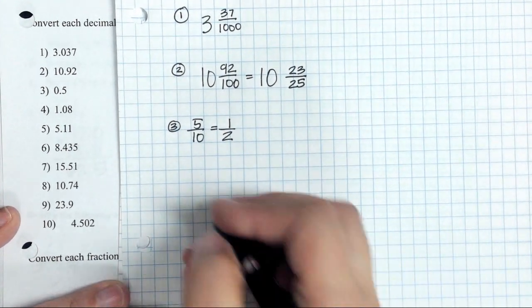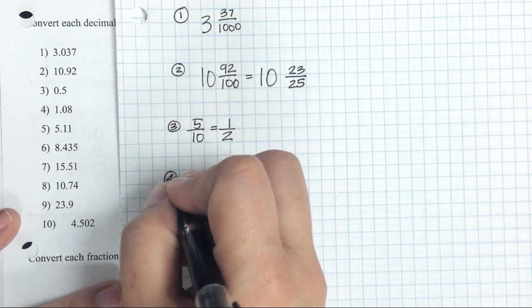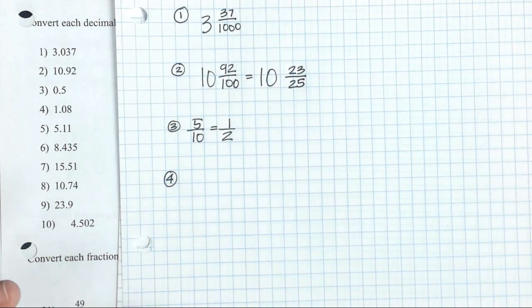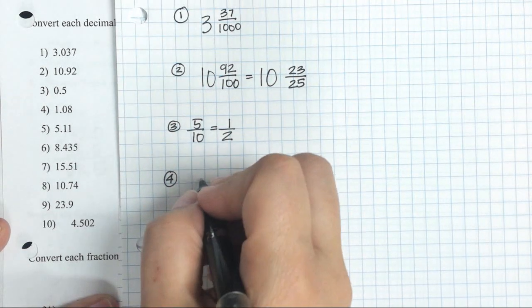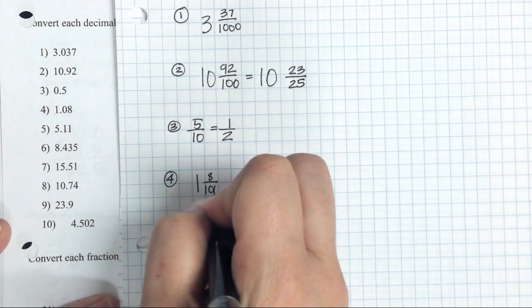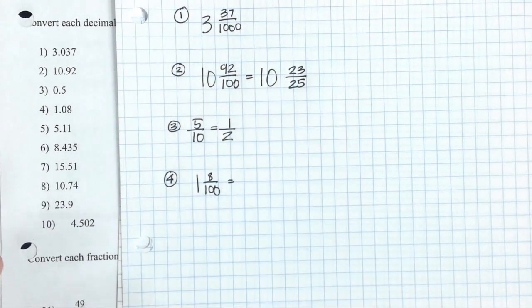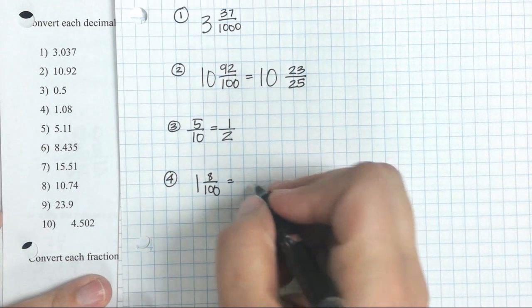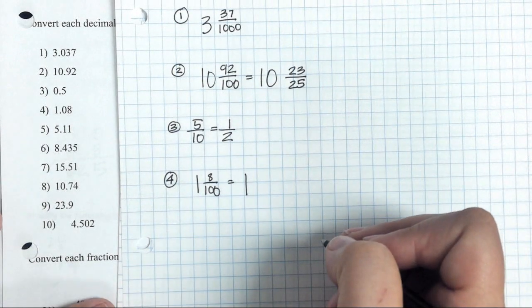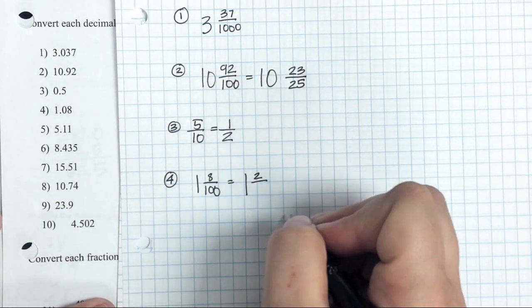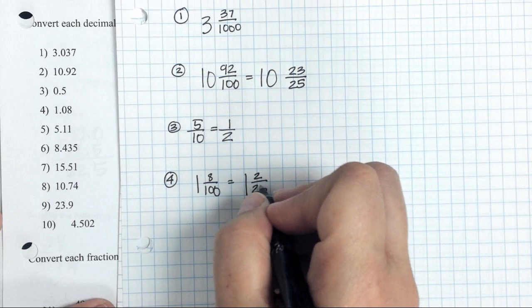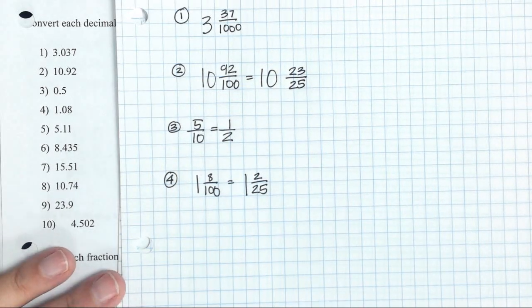All right. Somebody read number 4. Somebody I haven't heard from. Alex. Absolutely. So 1 and 8 hundredths. What do you think we can do to simplify 8 hundredths? Divide by 4. Absolutely, I agree. Divide both by 4, so we're going to leave our whole number the same. What is 8 divided by 4? 2. And 100 divided by 4? 25. I think we're good.